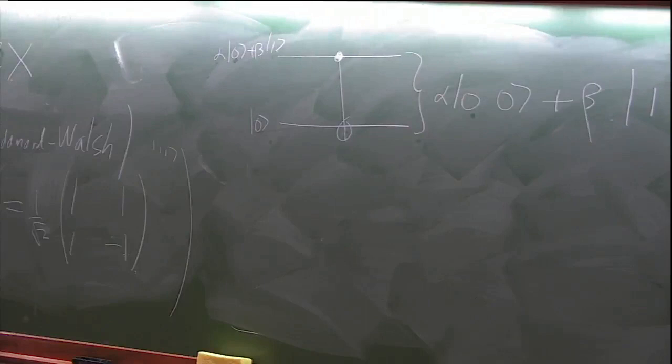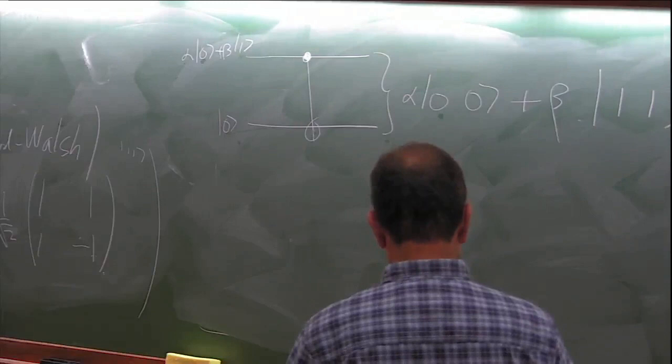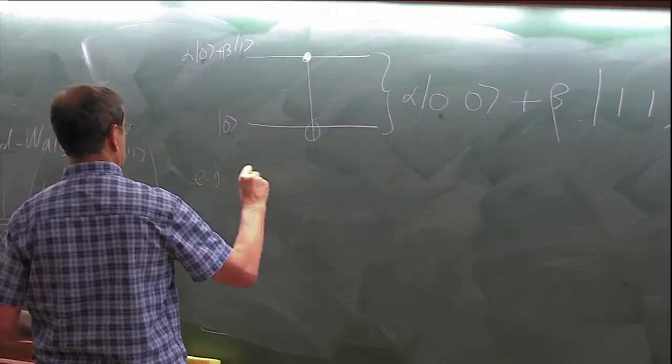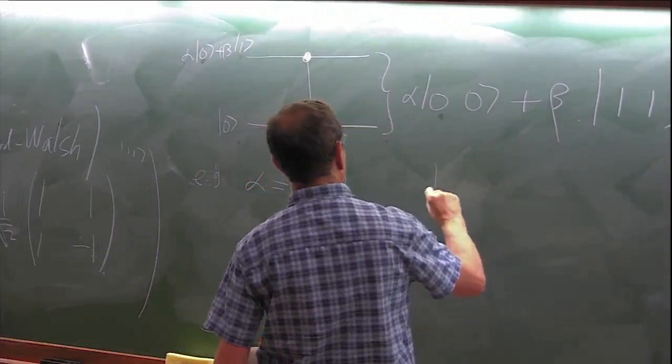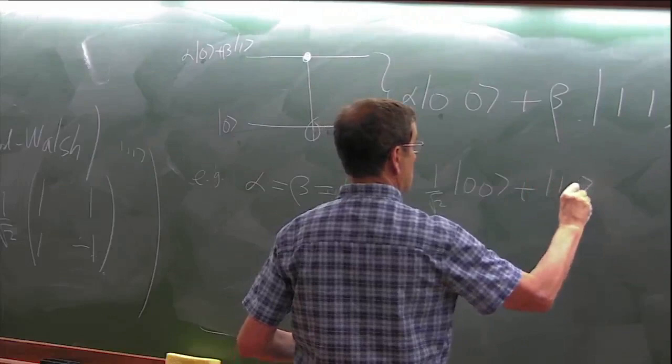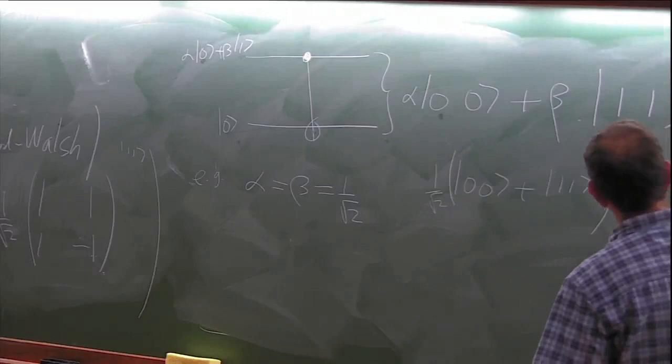So this is an example of using linear superposition to figure out what we get. So in particular, if alpha equals beta equals 1 over root 2, we have 1 over root 2 times (|00> plus |11>). So this is an example of what's called an entangled state.